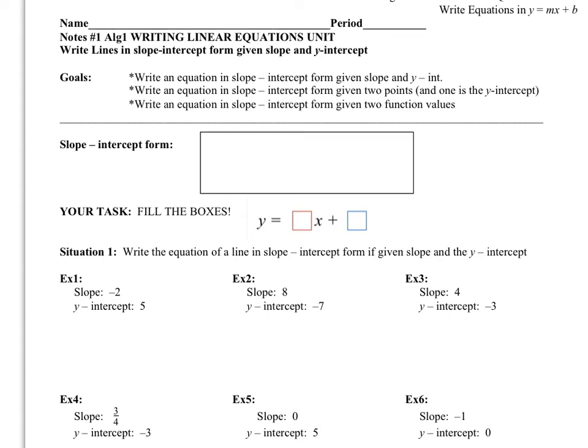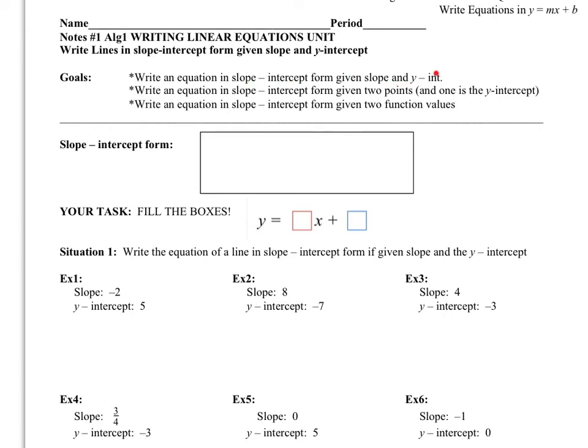So we're starting a new unit called writing linear equations. What we've been doing is we've been given a linear equation in slope-intercept form, and we've been doing a lot of graphing using that equation. Now we're going to be given information, and our goal is going to be to write the equation in slope-intercept form. And we're really going to do that in three situations today.